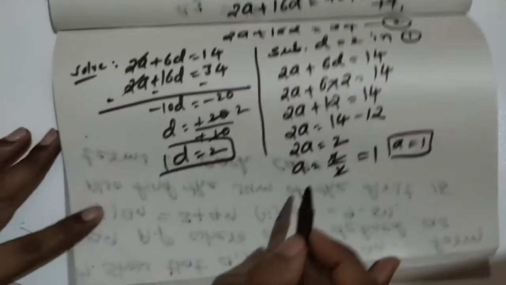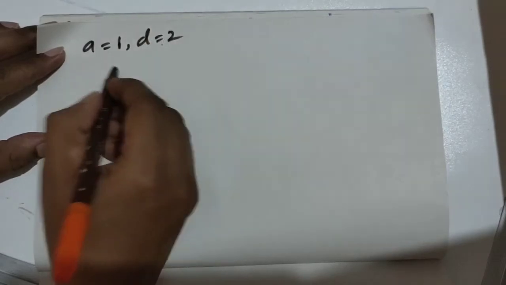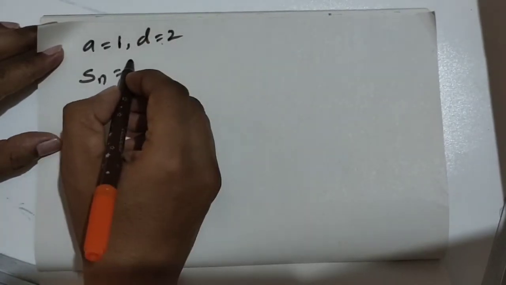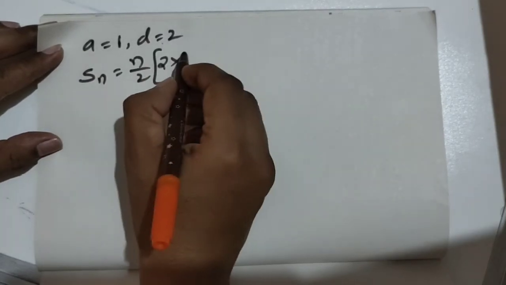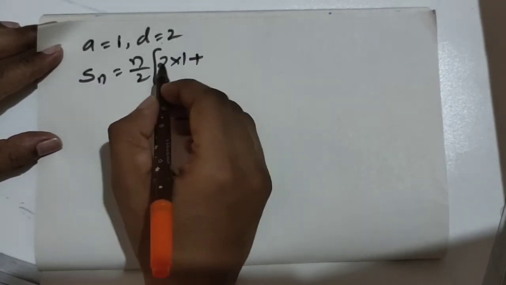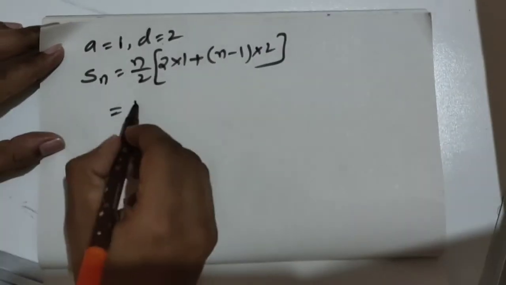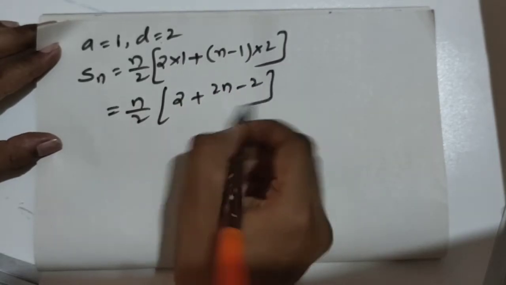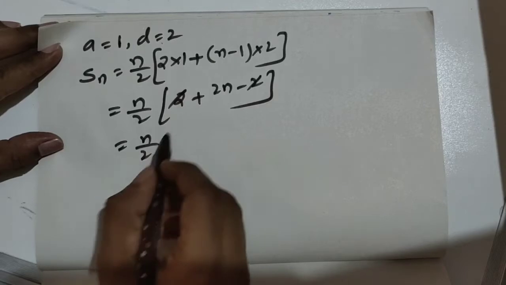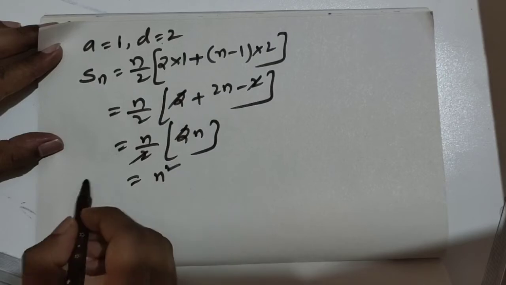So we need here actually Sn. So here a value is 1, d value is 2. Then Sn is equal to, substituting them, n by 2 into 2 into 1 plus n minus 1 into 2. We have only n itself here, so we need to change that one. Then we get n by 2 into 2 plus, multiplying this, 2n minus 2. 2 gets cancelled. n by 2 into 2n. Here again this 2 gets cancelled and we get n square.